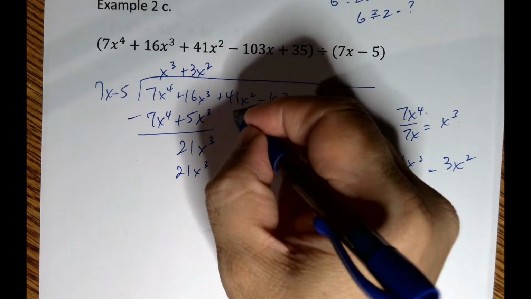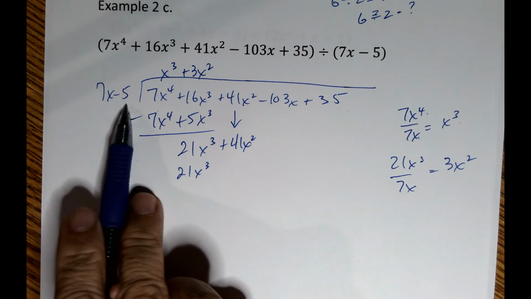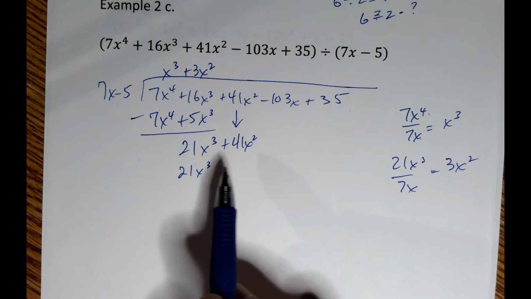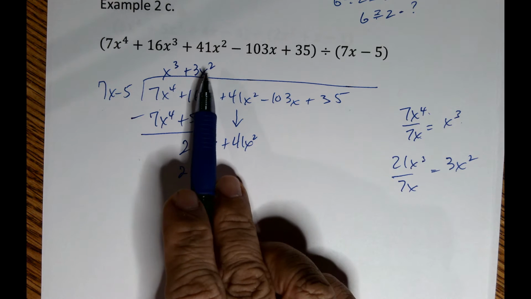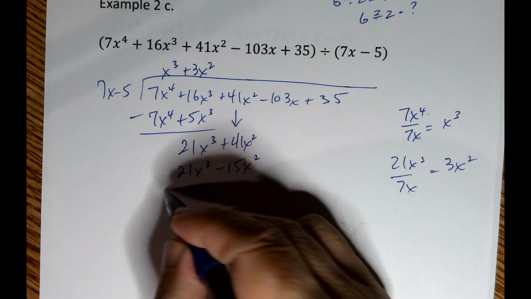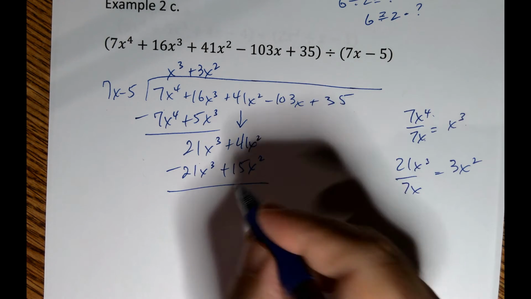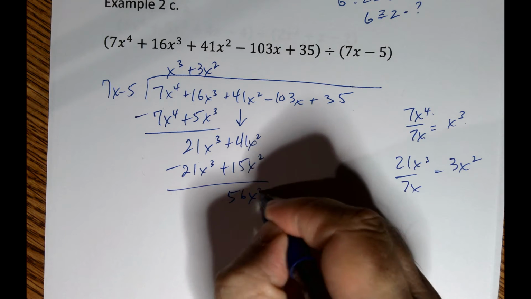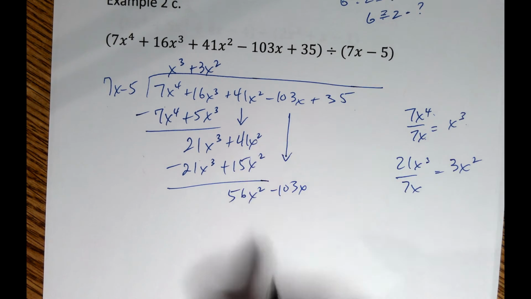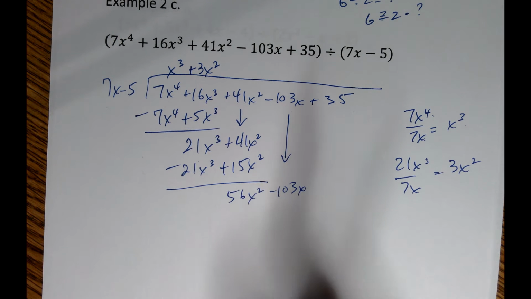And I already forgot to do something. I'm going to bring down that 41x squared, right? If I have 2 terms here, I want 2 terms over here. So I only had 1, so I had to bring down the next one. Now, I did 3x squared already, so 3x squared times 5 is minus 15x squared. Change the signs and combine. So that's going to be 56x squared. Bring down the next term, negative 103x. I only have 1 term. I needed 2 terms, so I bring down the next term.